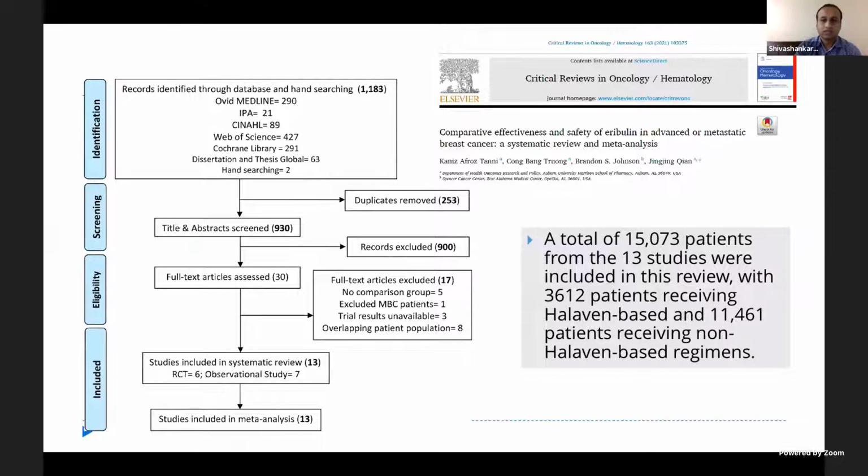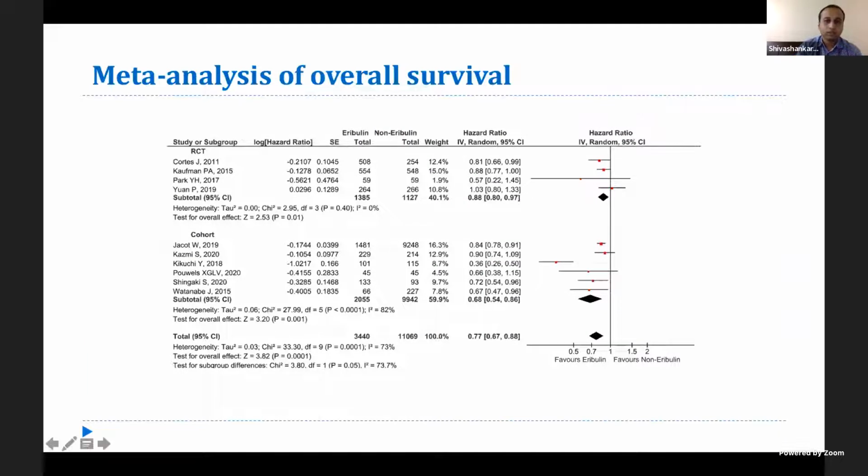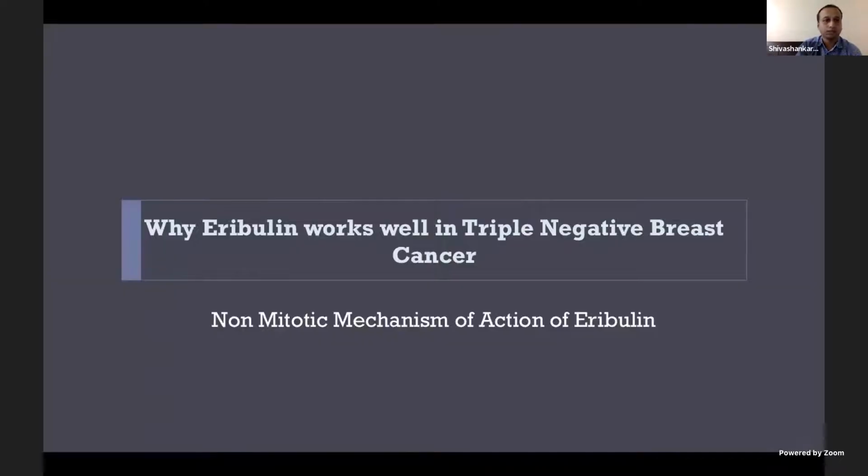This is a meta-analysis which looked at the role of eribulin. Roughly, it included 15,000 patients. If you look at this diamond, it is very well favoring the eribulin. It has shown that with a hazard ratio of 0.77, there is a significant OS benefit when eribulin is used in triple negative breast cancer patients.